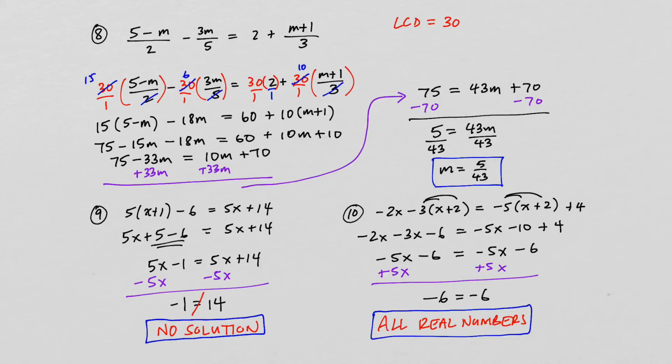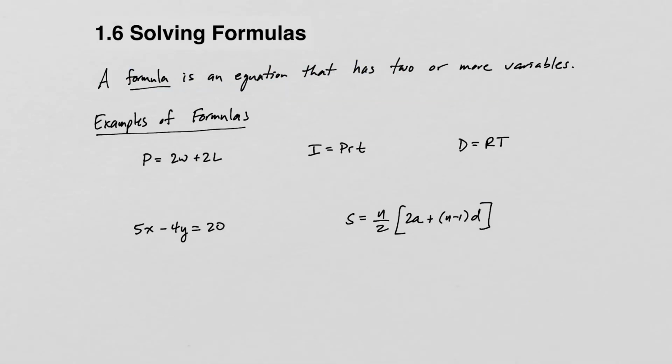All right, so that concludes 1.5, but we are going to move right into 1.6. 1.6 is a section on solving formulas, and it really goes well with section 1.5. So first of all, what is a formula? Well, a formula is an equation that has two or more variables. So all the equations that we solved in section 1.5 were not formulas because each equation only had one variable.